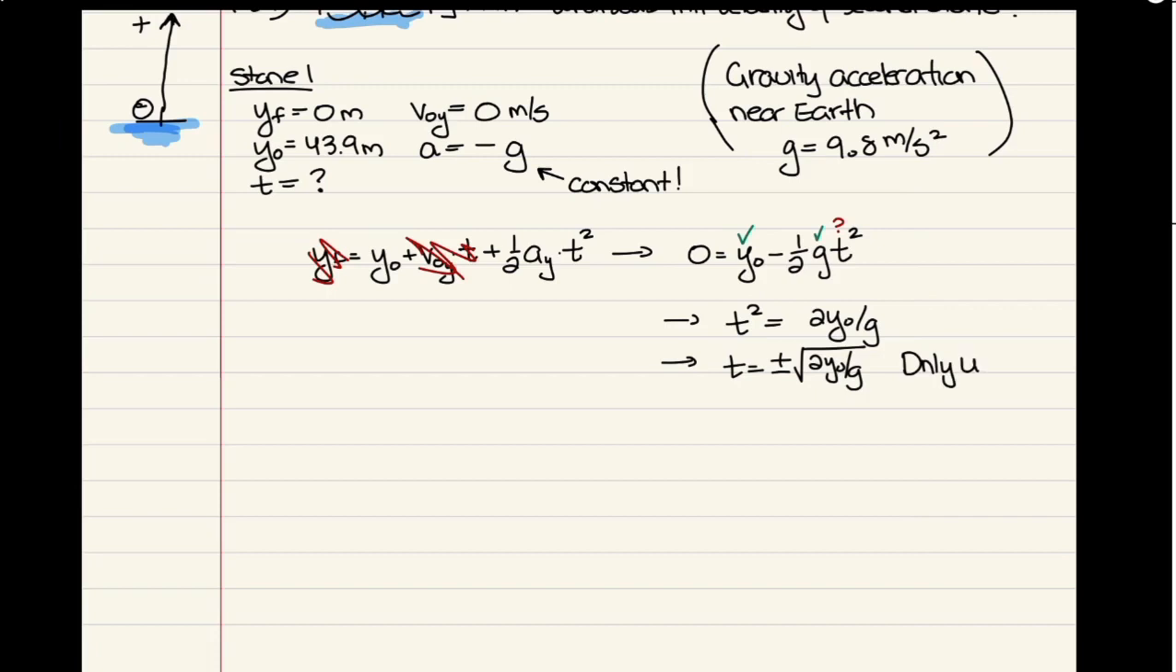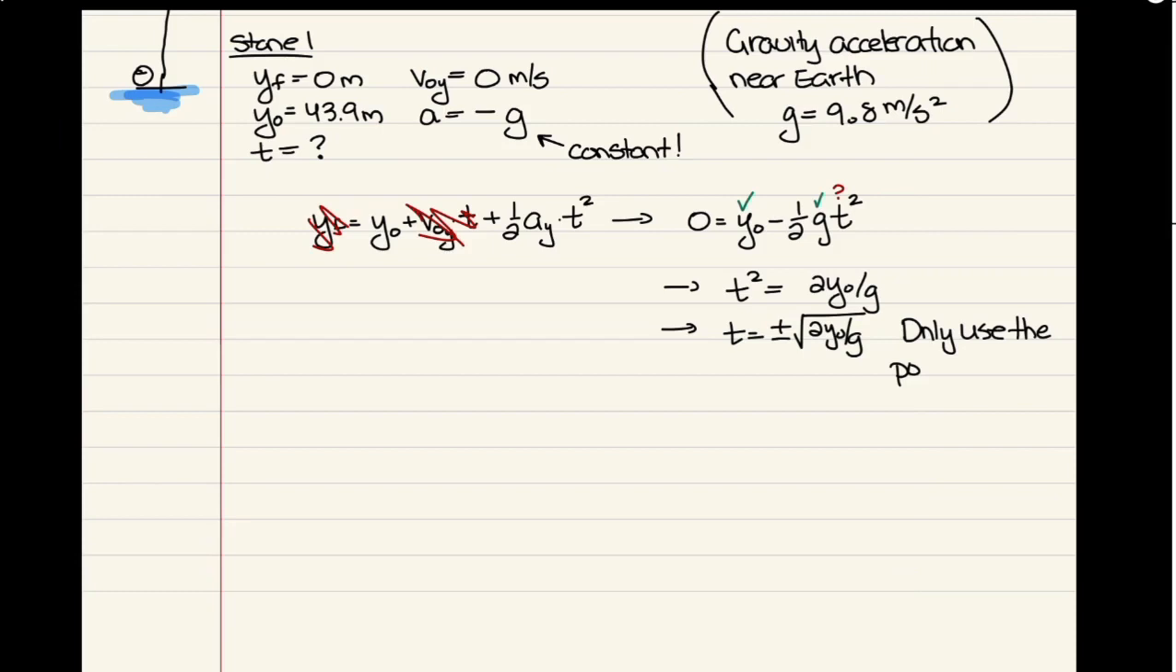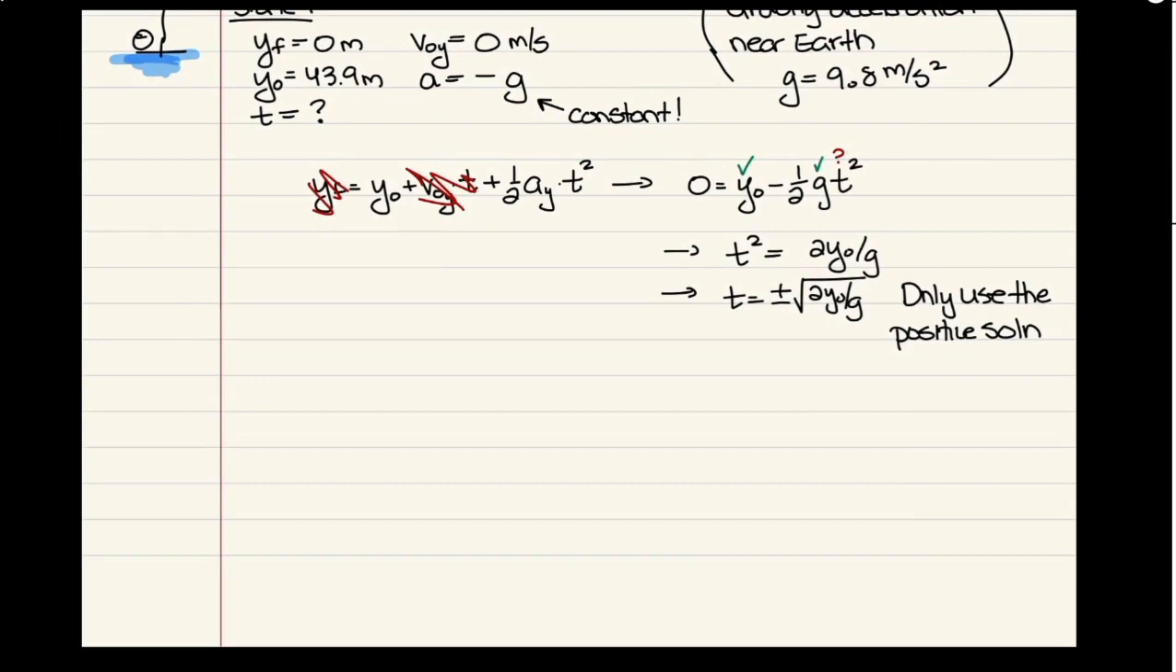But I'm only going to use in this case the positive solution, because the other one is going to be a negative time, which doesn't quite make sense for the problem that I'm using. So then I know that t equals the square root of 2 y0 over g is my answer. And I think, if I did my math correct, this ends up being something like 2.99 seconds.